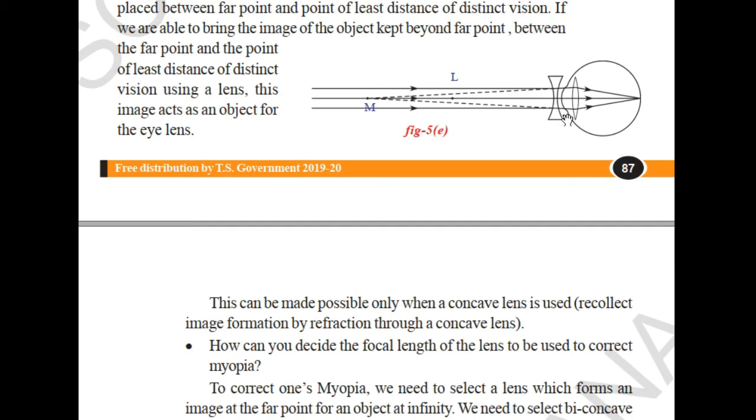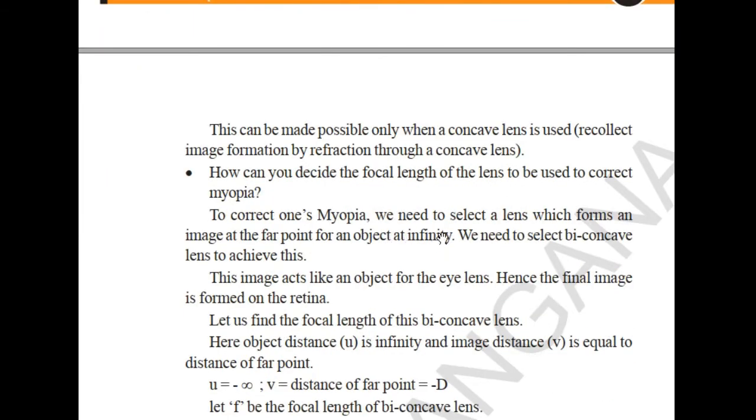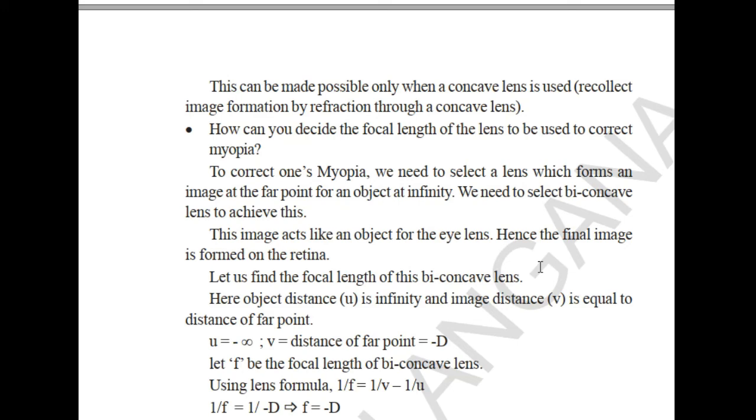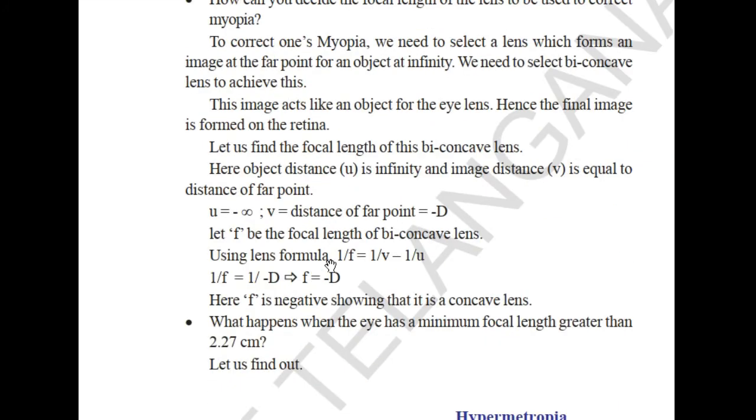And how do you decide the focal length of the lens? అంటే what should be the focal length? Okay, to correct the myopia we need the lens to form an image at the far point. So here let us find the focal length of the biconcave lens. For the biconcave lens, the object is at infinity, v value is the far point, and f value we need to find. When the object is at a far distance, the focal length should be maximum. So we'll take v as the far point, minus d.